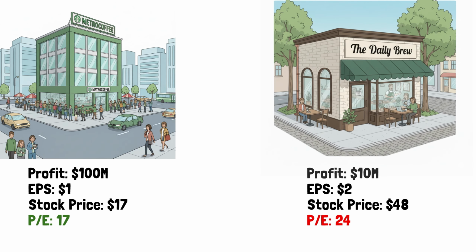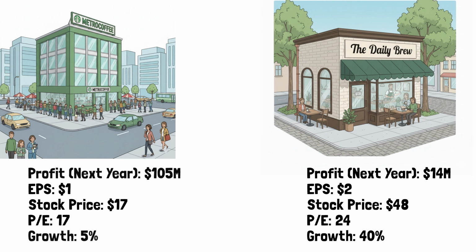Let's look at the next year's expected profits. Daily Brew's profits are expected to rise to $14 million next year, a massive 40% rise, and continue to do so for the next 3 years. Metro Coffee's profits are expected to grow to $105 million, a 5% rise, and keep rising slowly for the foreseeable future, since Metro Coffee is now a mature business.